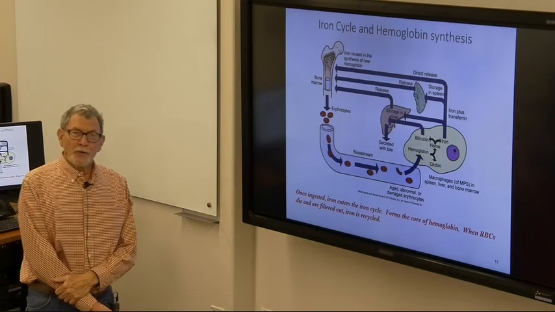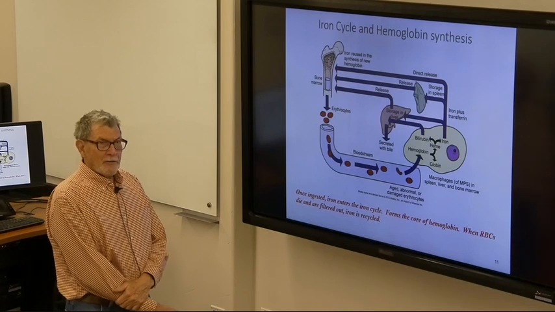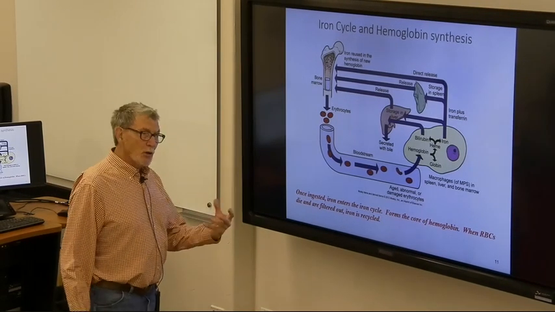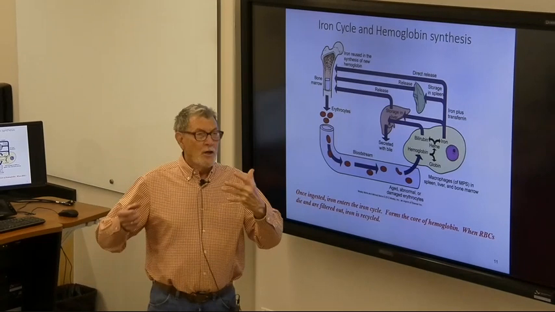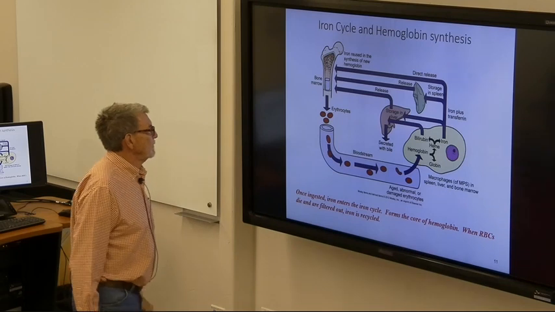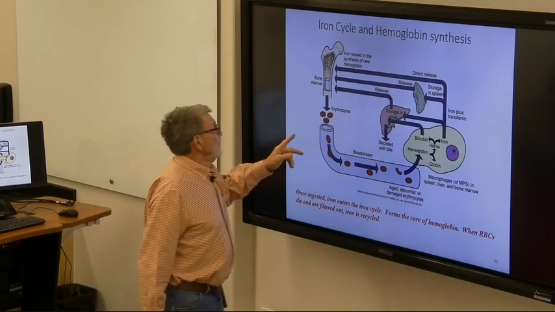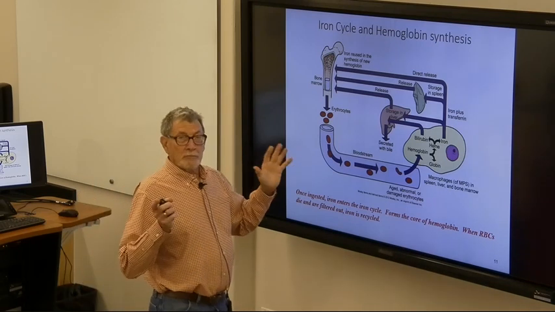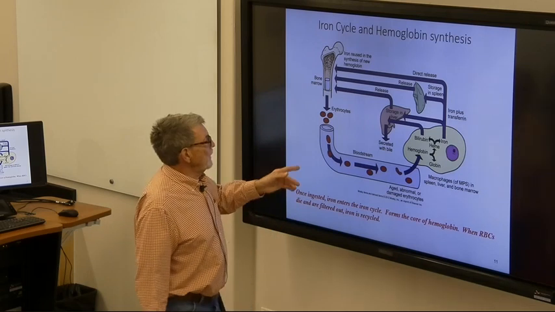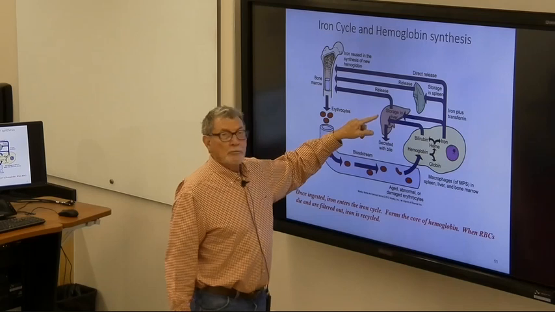Iron is required for the production of hemoglobin. If you don't have iron, you don't make enough hemoglobin, and the hemoglobin actually helps determine the creation of the red blood cell and even the shape of it. So, we eat iron, we absorb iron in the gut. It is stored in the liver.